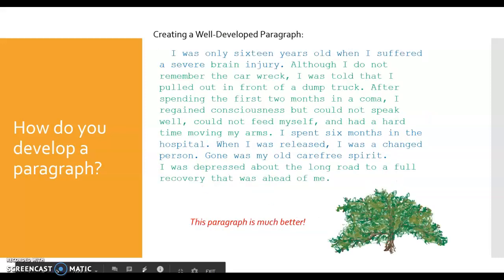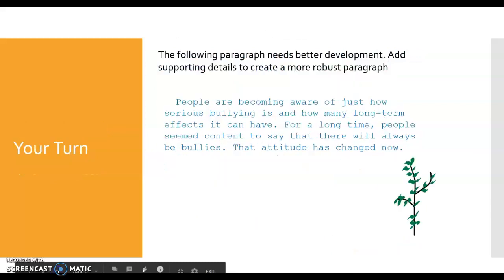What about this? That paragraph is much better. There are specific details. There's major and minor details. It has a beginning, a middle, and an end. That paragraph is much more developed.